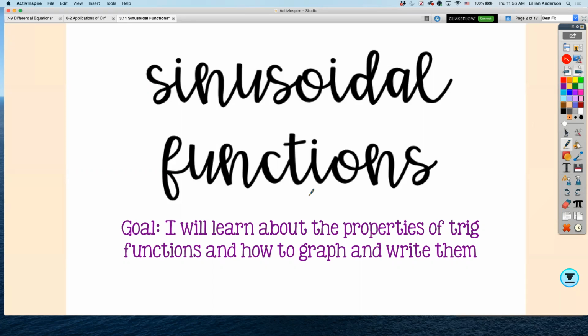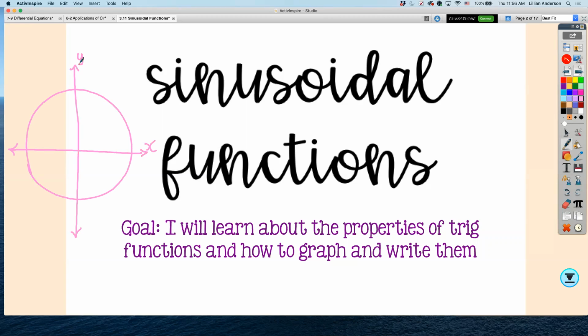The circle is in your packet, but like I said, you don't necessarily have to know every piece of the unit circle. There are 5 main pieces though that you do need to know. So the unit circle is called the unit circle because it is a circle inside of a coordinate plane with an x and y axis, and it has a radius of 1.